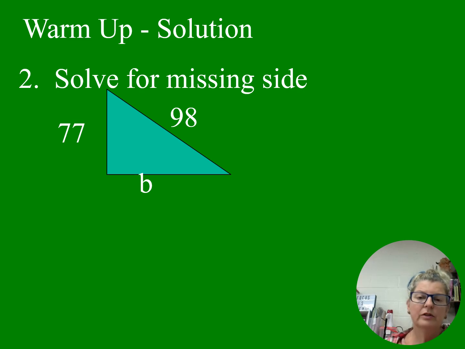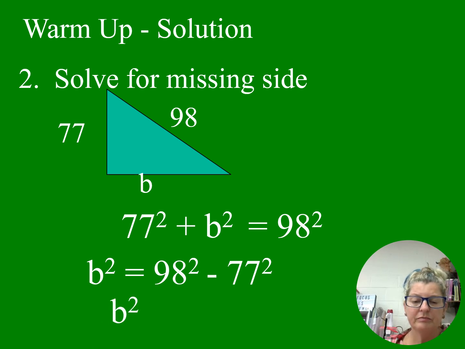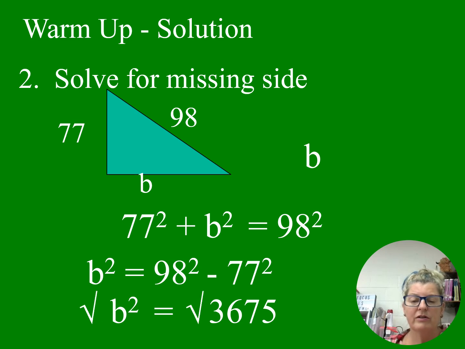For number 2, you should have set it up, but this time you're solving for the letter b. So 77 squared plus b squared equals 98 squared. You're setting this up as an equation, so you're going to have 98 squared minus 77 squared. B squared is going to equal 3,675. In order to undo the b squared, you're going to take the square root of both sides. And so for the side b, you should have gotten 60 and 6/10 units.